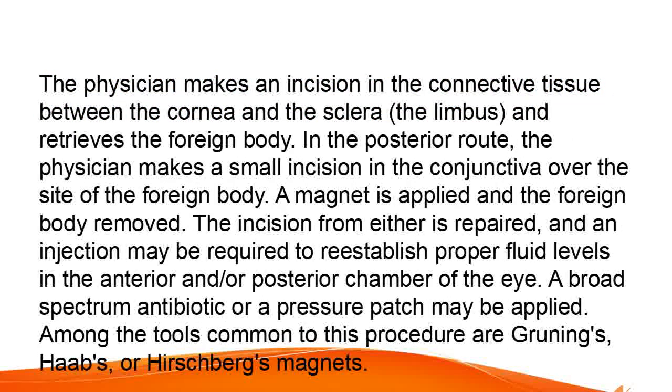The physician makes an incision in the connective tissue between the cornea and the sclera, the limbus, and retrieves the foreign body. In the posterior route, the physician makes a small incision in the conjunctiva over the site of the foreign body. A magnet is applied and the foreign body removed. The incision from either is repaired, and an injection may be required to re-establish proper fluid levels in the anterior and/or posterior chamber of the eye. A broad-spectrum antibiotic or a pressure patch may be applied. Among the tools common to this procedure are Gruning's, Hobbs, or Hirschberg's magnets.